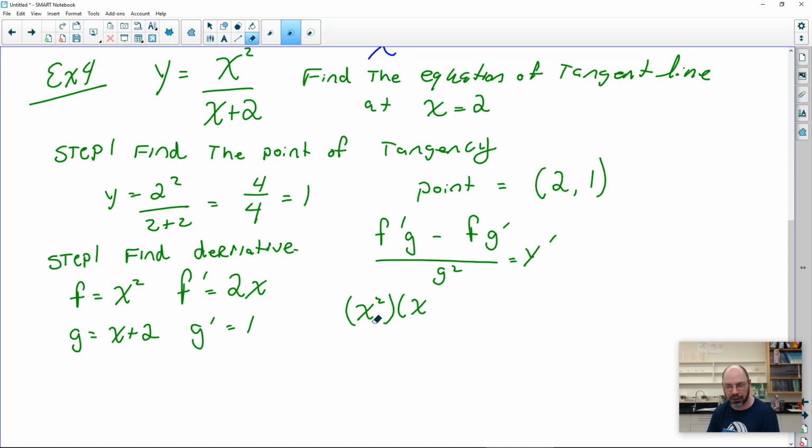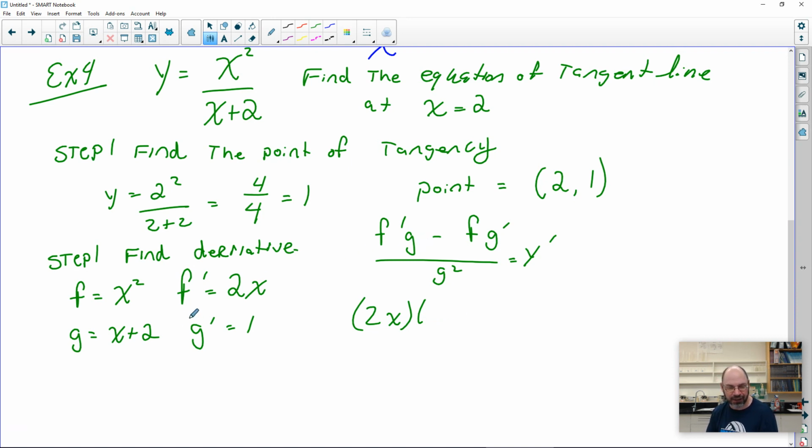F prime, pardon me. I'm not reading my own writing there. That's not f, that's f prime. F prime is 2x. There we go. That's better. That's why I miss having live students. If you make a silly mistake like that, they're like, whoa, hold on.